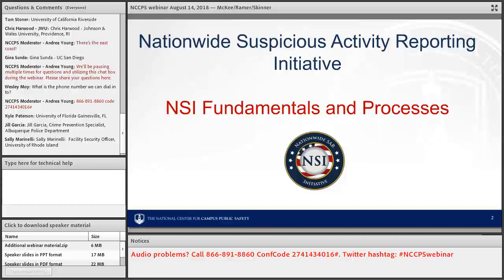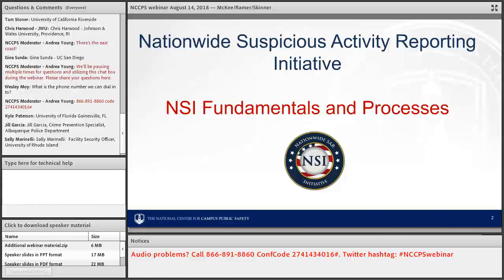Today we're going to hear about the Nationwide Suspicious Activity Reporting Initiative and the importance of recognizing and reporting suspicious activity to prevent violence targeting educational facilities. The NSI is a joint collaborative effort by the U.S. Department of Homeland Security, the Federal Bureau of Investigation, fusion centers, and state, local, tribal, and territorial law enforcement partners that has established a standardized process for identifying and reporting suspicious activity in jurisdictions across the country.